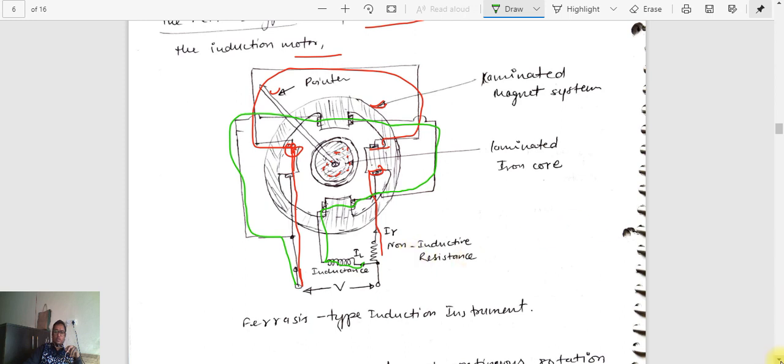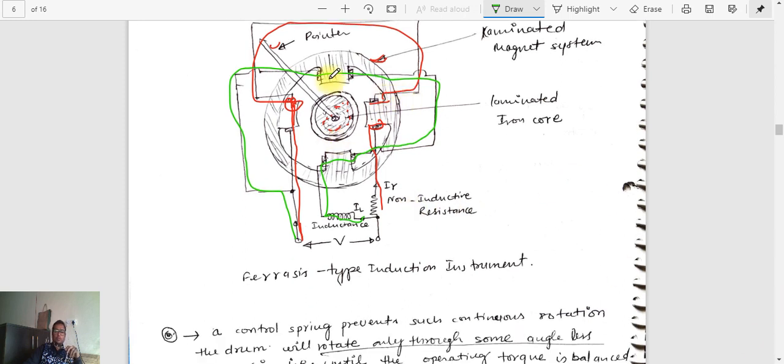There is a phase angle created in the pole winding, so the non-inductive coil has a different phase of the magnetic flux, and the inductive coil current winding has a different phase angle of magnetic flux. Suppose this is the 0 point, your 0 time, and this will be 0.5 millisecond after that, lagging. The Ferraris type induction instrument is used.